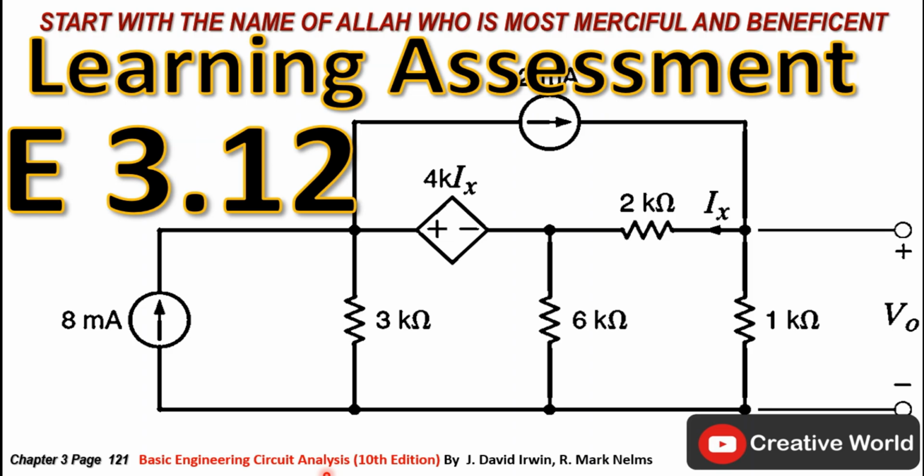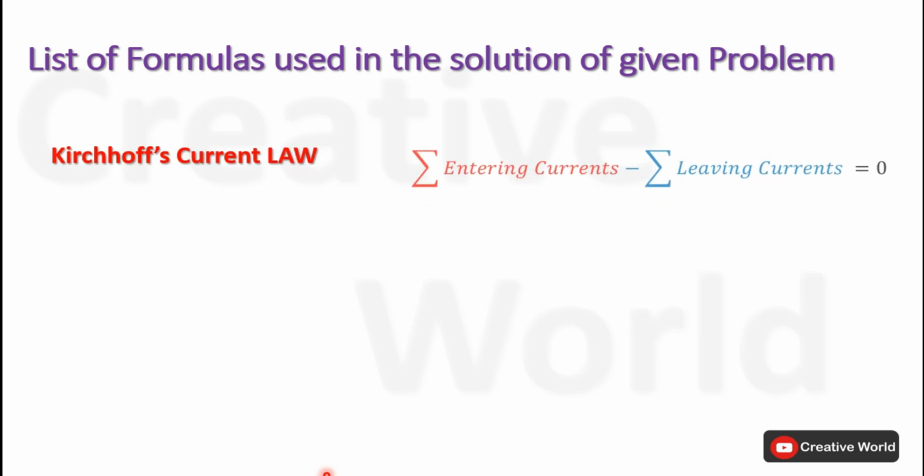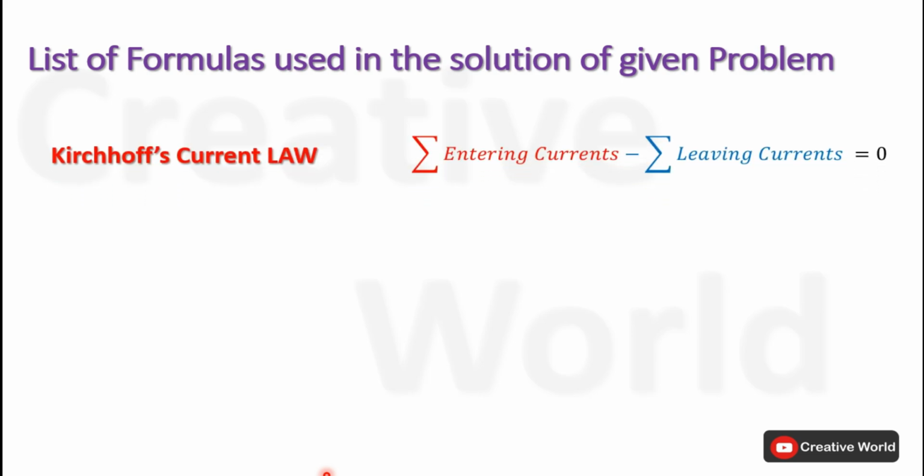Welcome to Creative World. In this video, we will solve Chapter 3 Learning Assessment E3.12. While solving this problem, we will be using Kirchhoff's current law. According to this law, a cumulative current on a node inside an electrical network is always equal to 0. Sum of all entering currents on a node is always equal to sum of all leaving currents from that node.